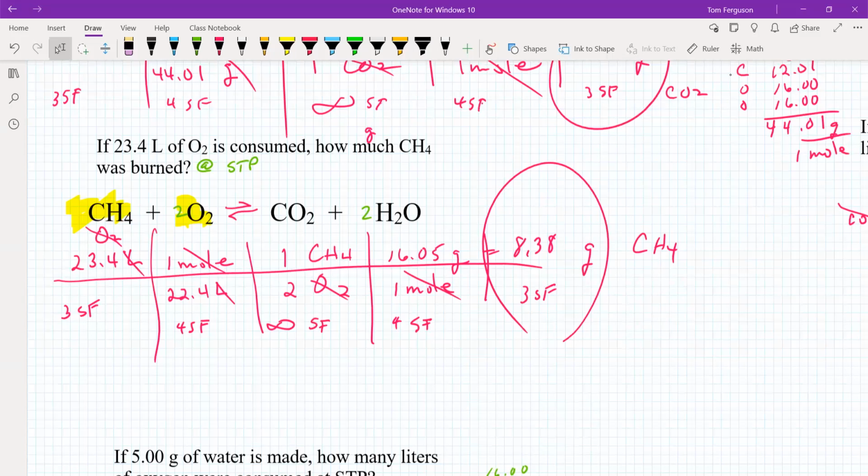Okay. What if I change this problem to how many liters of methane? What would change on the setup? What would be different?